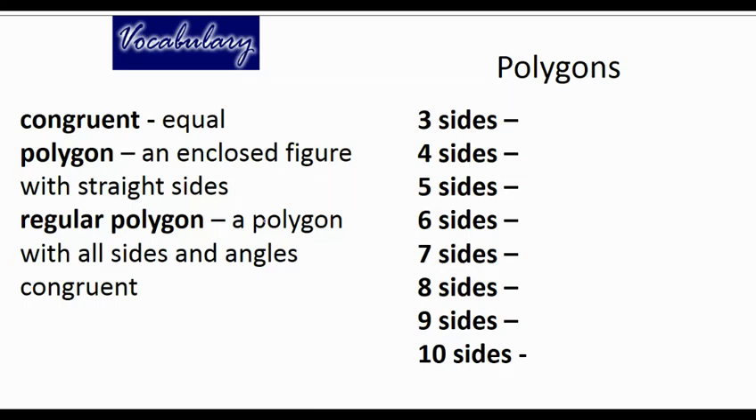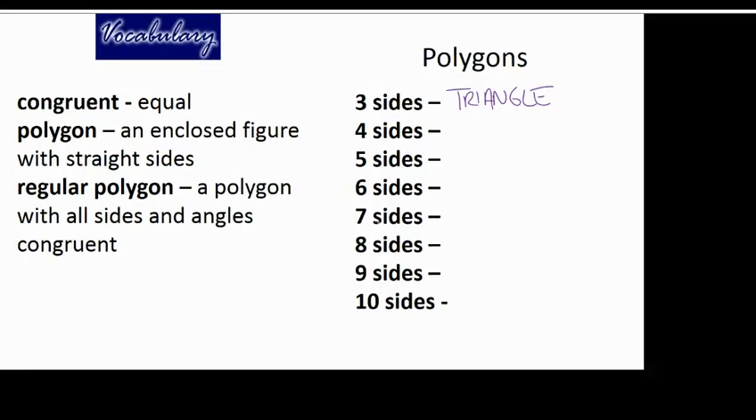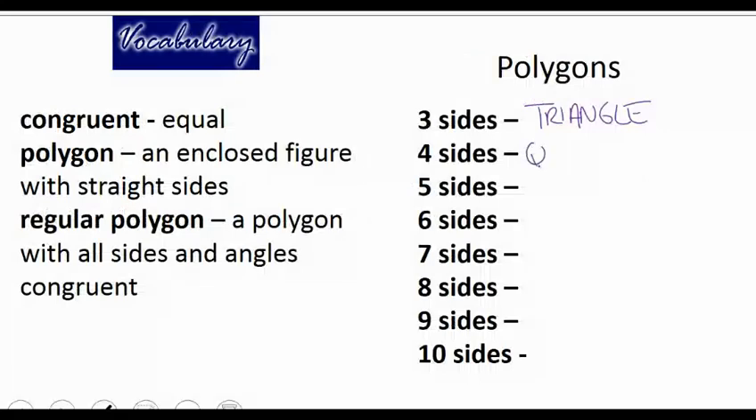Now let's see if you know the names of the different polygons. Normally I would ask you, but obviously this is just a video. You need to know the names of the different polygons. A three-sided polygon, hopefully you know, is a triangle. A four-sided polygon that is not a square, and is not a rectangle, since those are specific types of four-sided polygons, is called a quadrilateral.